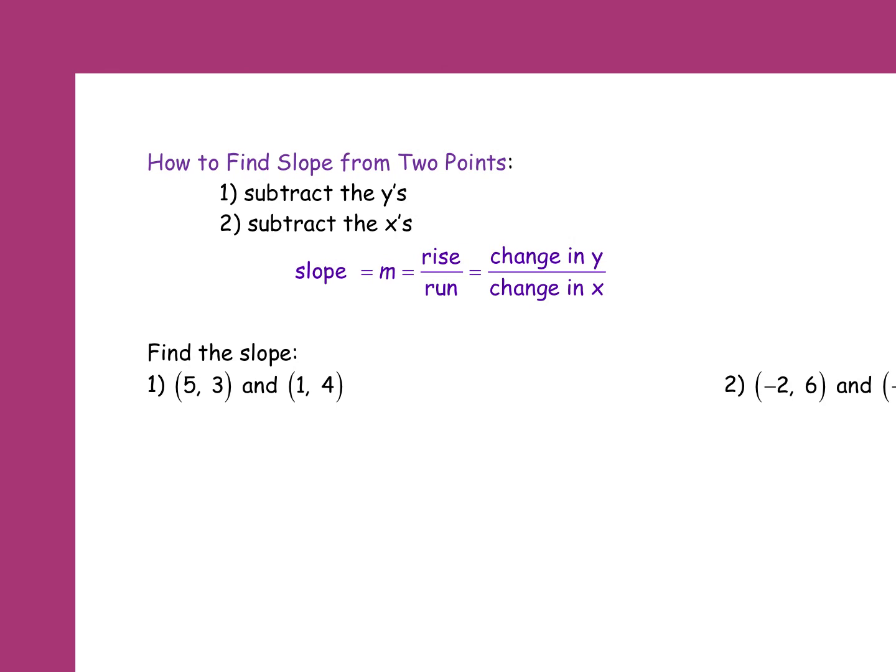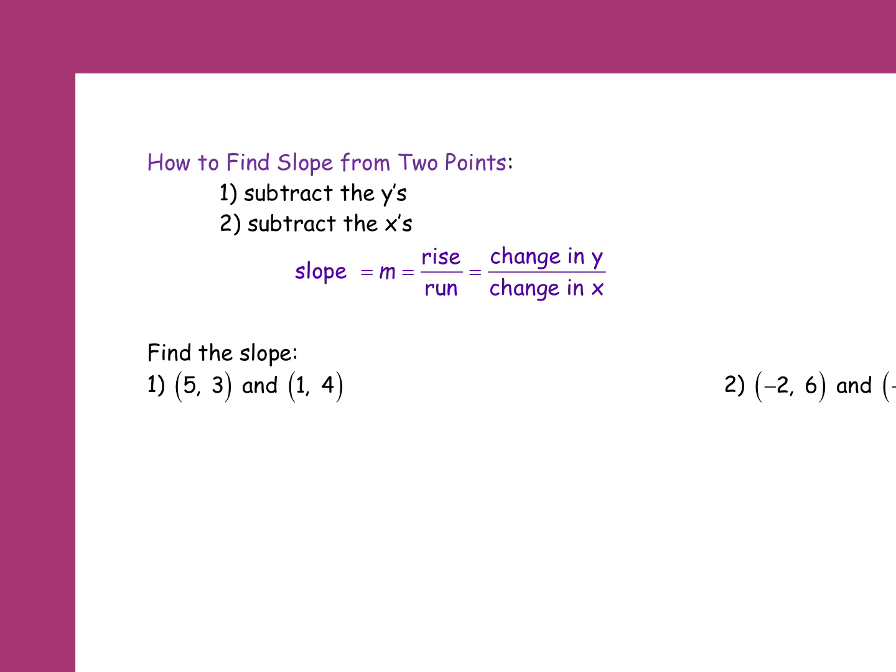Okay, so how to find slope from 2 points. Now we have 2 points, right? I have 2 points, x, y. How do I find it? I'm going to subtract my y's. I'm going to subtract my x's. Boom, there's my slope. Oh, I might have to simplify. I should have put that in there. Sorry. I may have to simplify, okay?